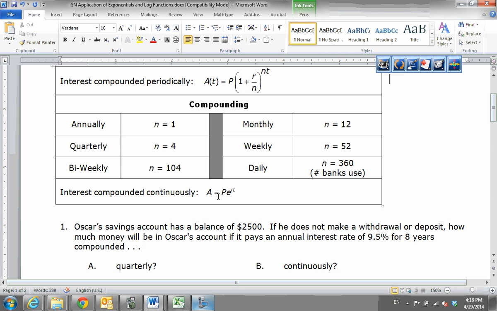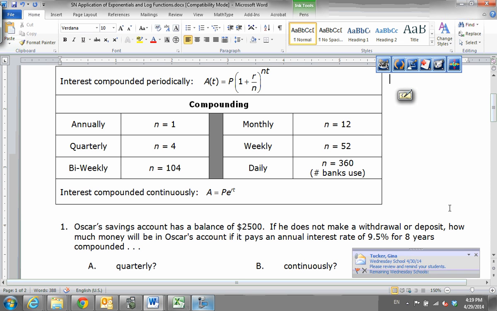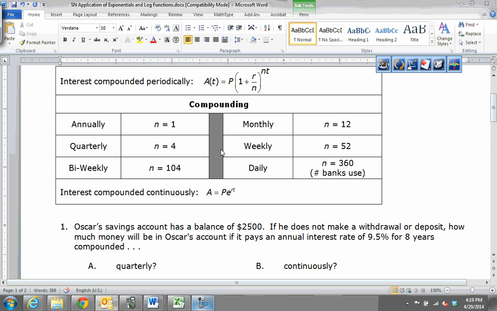with natural log. So as we look at this top equation right here, the n stands for, or could stand for, multiple different things. If it says compounded annually, obviously that's one time a year. Quarterly would be 4 times a year. Monthly would be once a month, so 12 times a year. Weekly would be 52 times a year. Bi-weekly would be twice a week, so that'd be 104 times. And then daily, banks usually are only open 360 days as opposed to 365.